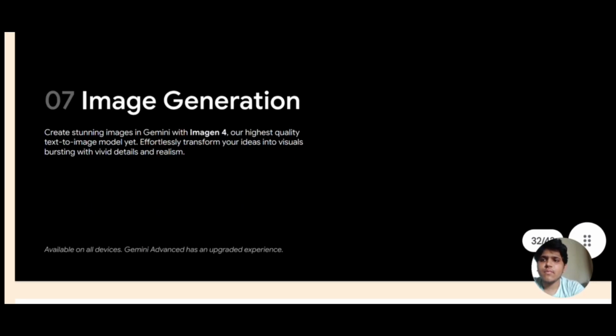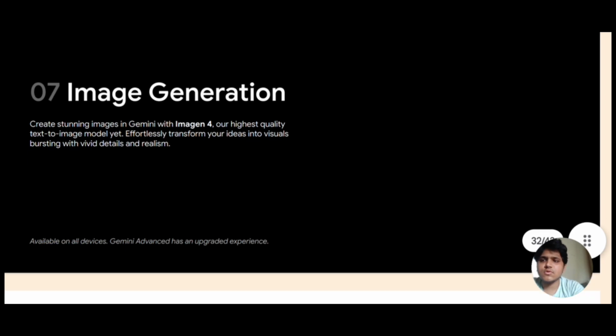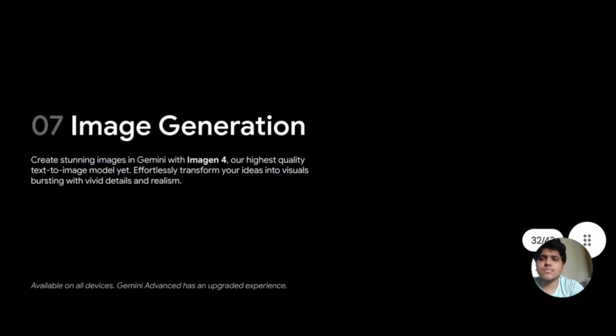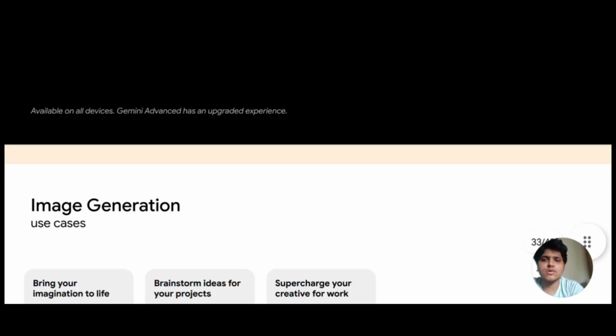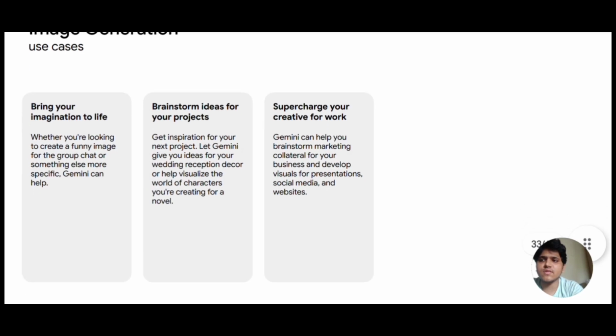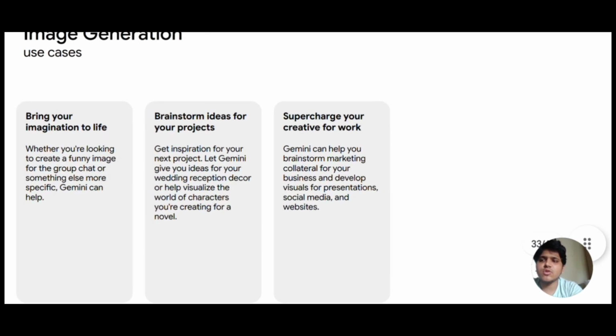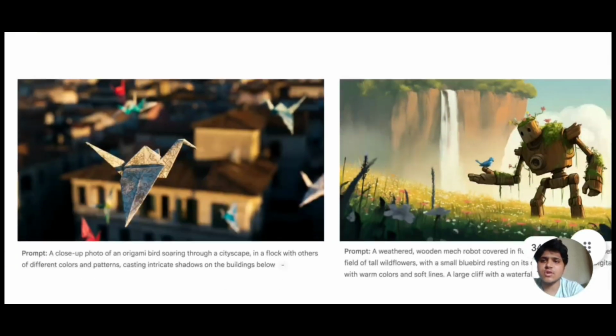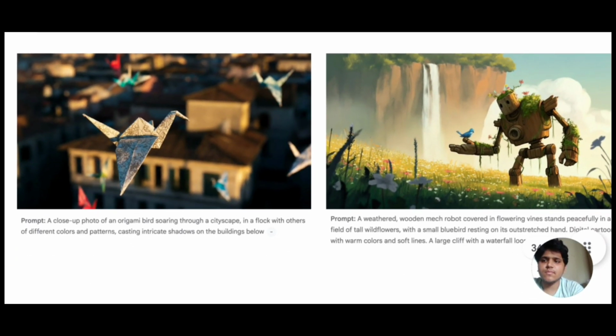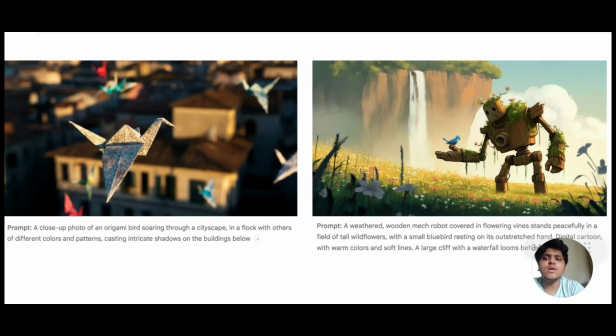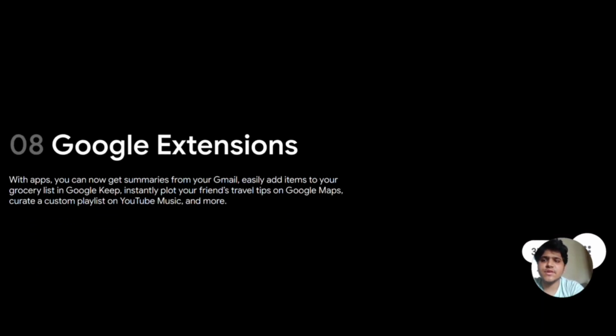So you can make Gemini something like that way also. And then image generation: you give a prompt, and with the help of this tool, something called Imagen 4, which is the tool of Gemini, you can create various images. For example, bring your imagination to life, whether you are looking to create a funny image or a background image. As I told, the Instagram trend is also done with the help of this. So see, the prompt is there, and on the basis of the prompt, some beautiful images are generated for you.